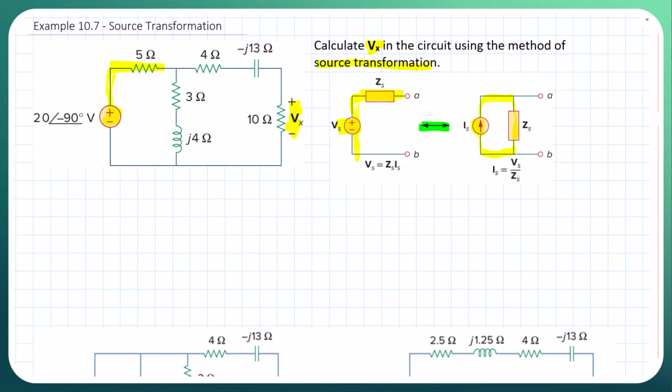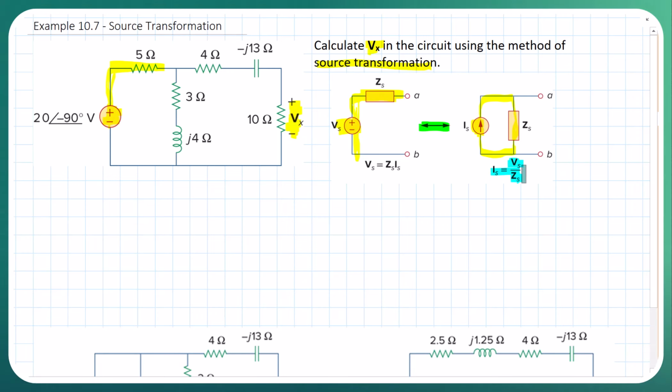Okay, so let's go ahead and do this. So we have this voltage source that's in series with this impedance, the 5 ohms. So we're going to convert it to a current source in parallel with that 5 ohms. If we do the calculation, it's just going to be Is equal to the voltage source divided by the impedance. In this case, our impedance is 5 ohms and our voltage source is this guy.